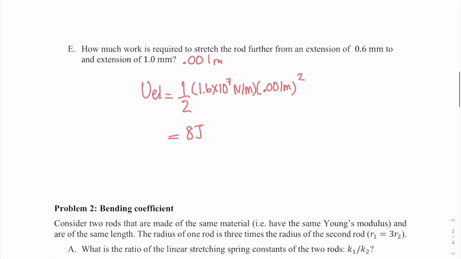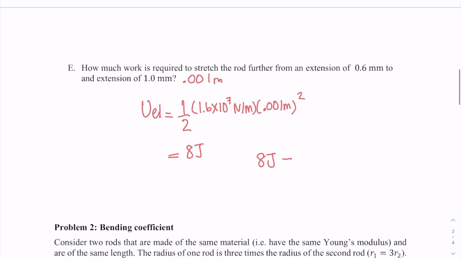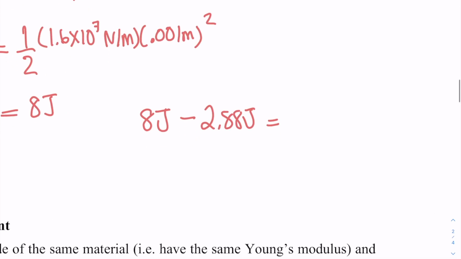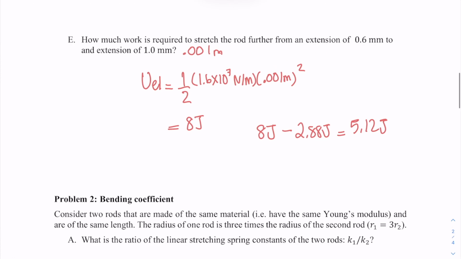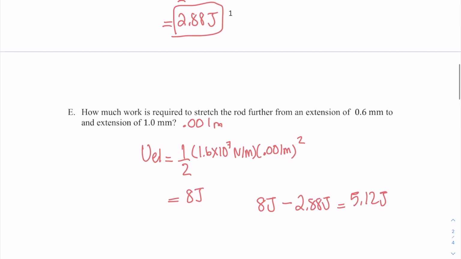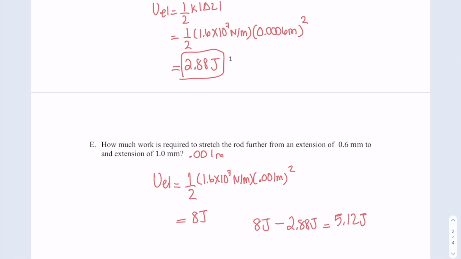So if we take 8 joules minus 2.88, that should give us what? 8 minus 2.88 is 5.12, right? 5.12 joules of work. But I'm pretty sure that's how we should go about it. Any other ideas you guys have? Sometimes I might just overlook stuff, so is that how you guys went about it too, or at least how you thought about going about it?